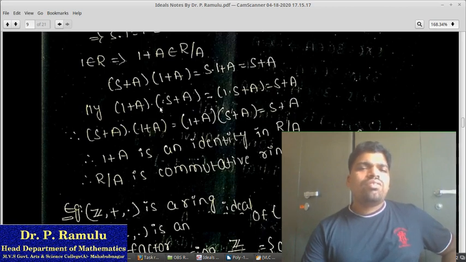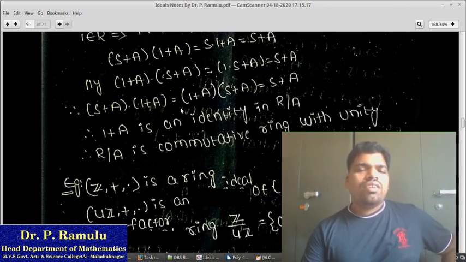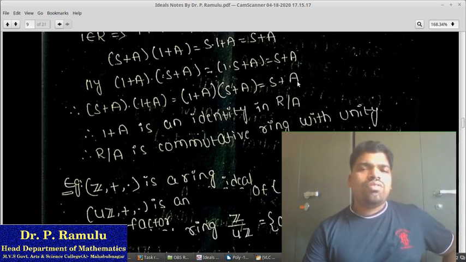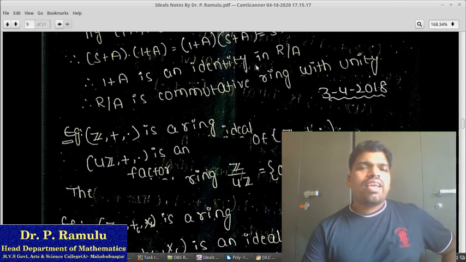Similarly, 1 plus A into s plus A equals 1 into s plus A, which equals s plus A. Therefore, s plus A into 1 plus A equals 1 plus A into s plus A equals s plus A. Therefore, 1 plus A is the identity element in R by A. Therefore, R by A is a commutative ring with unity. Hence, the theorem is proved.